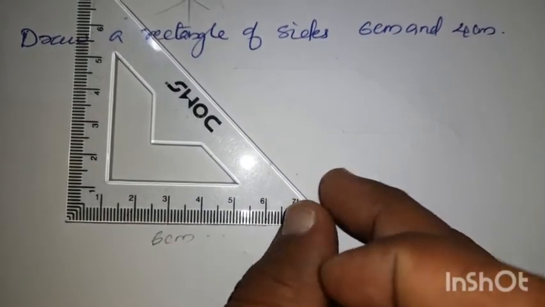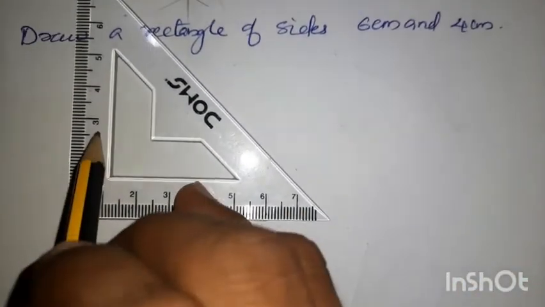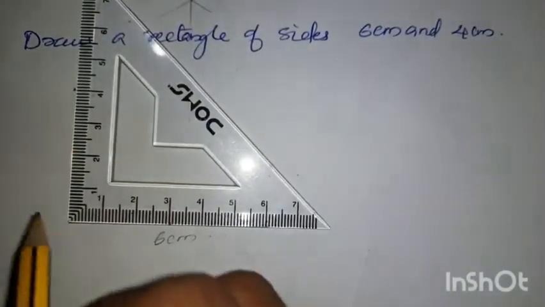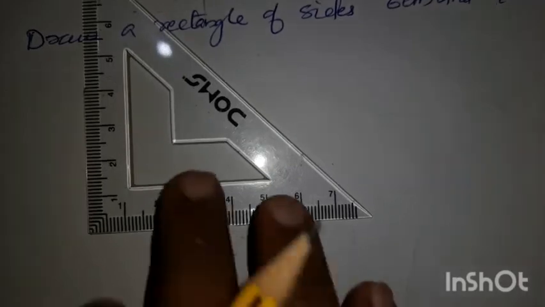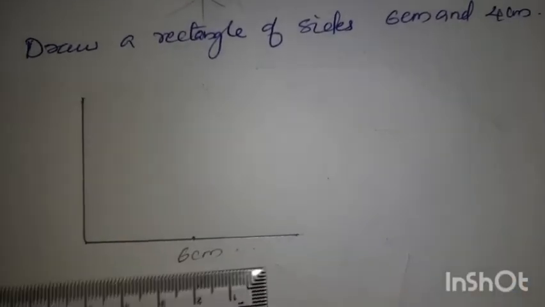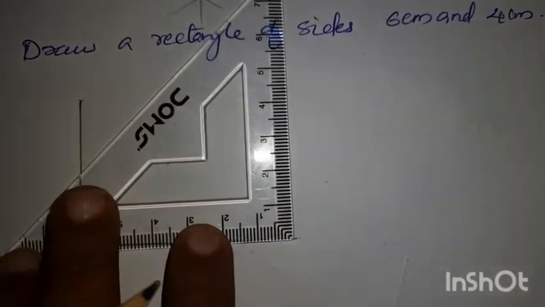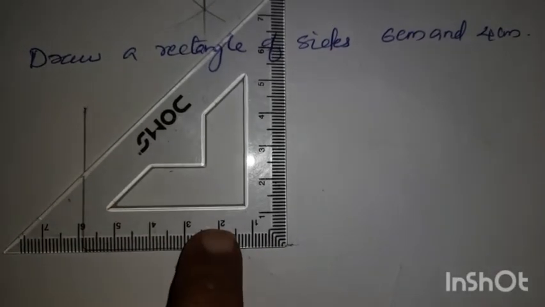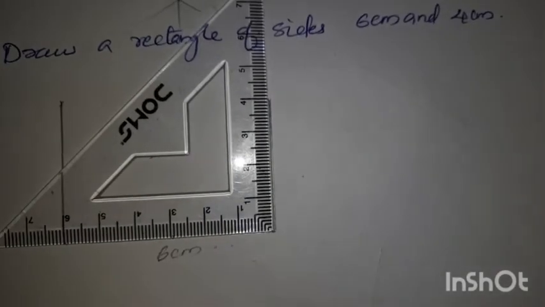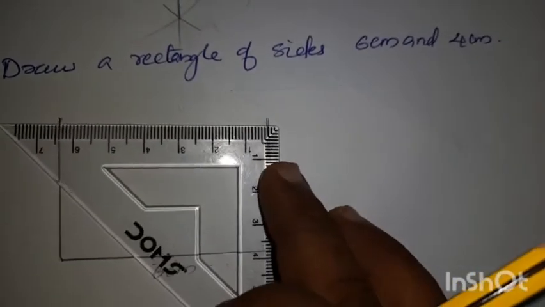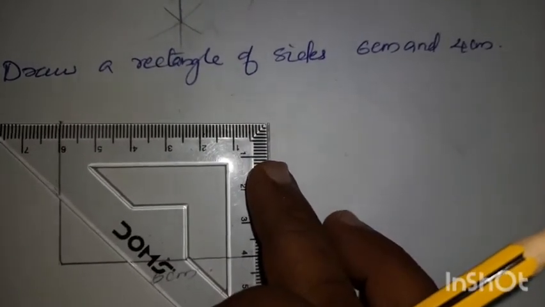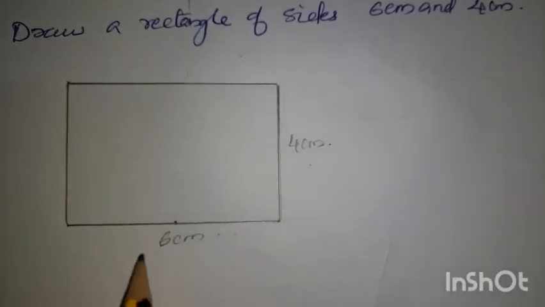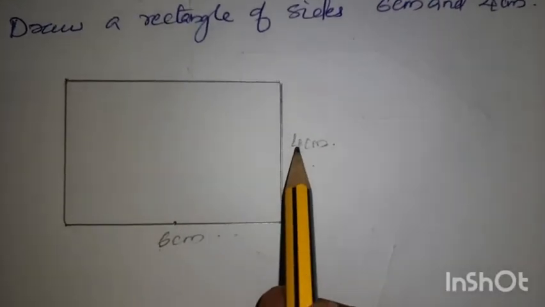Use a set square or protractor, you can draw the next line. So a 4 centimeter line, you have to draw it. Then next side, draw a 4 centimeter line there. Then complete the rectangle. Draw the top end. So you got a rectangle of 6 and 4 centimeter length.